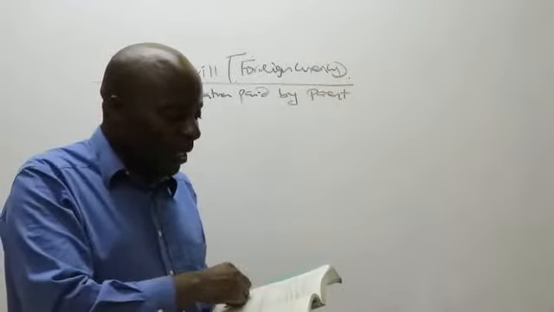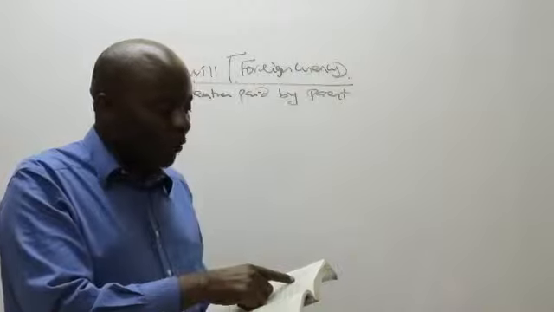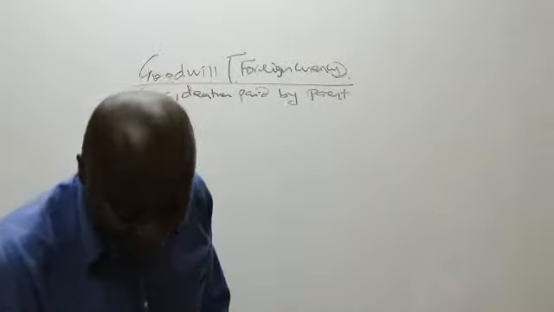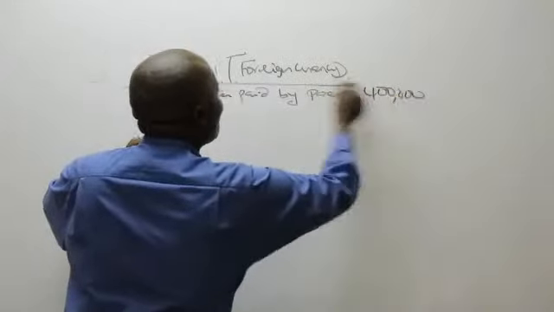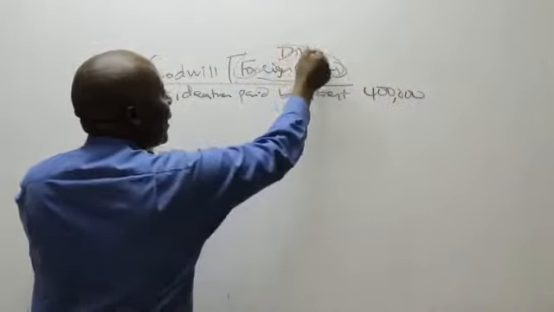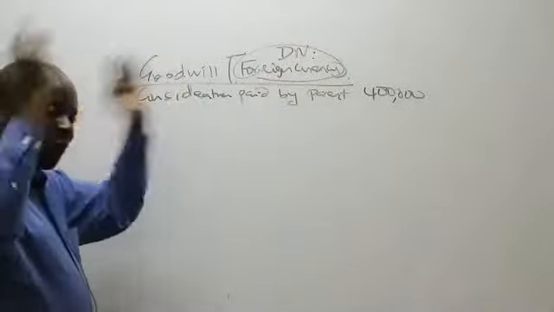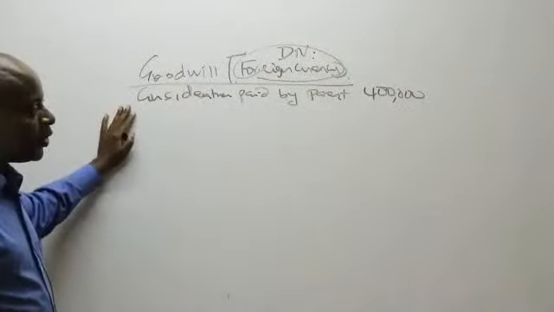So it has been said here that from note number 1, it is 400,000 DN. Thank you very much. Please remember that this is goodwill in form of DN, in form of foreign currency.